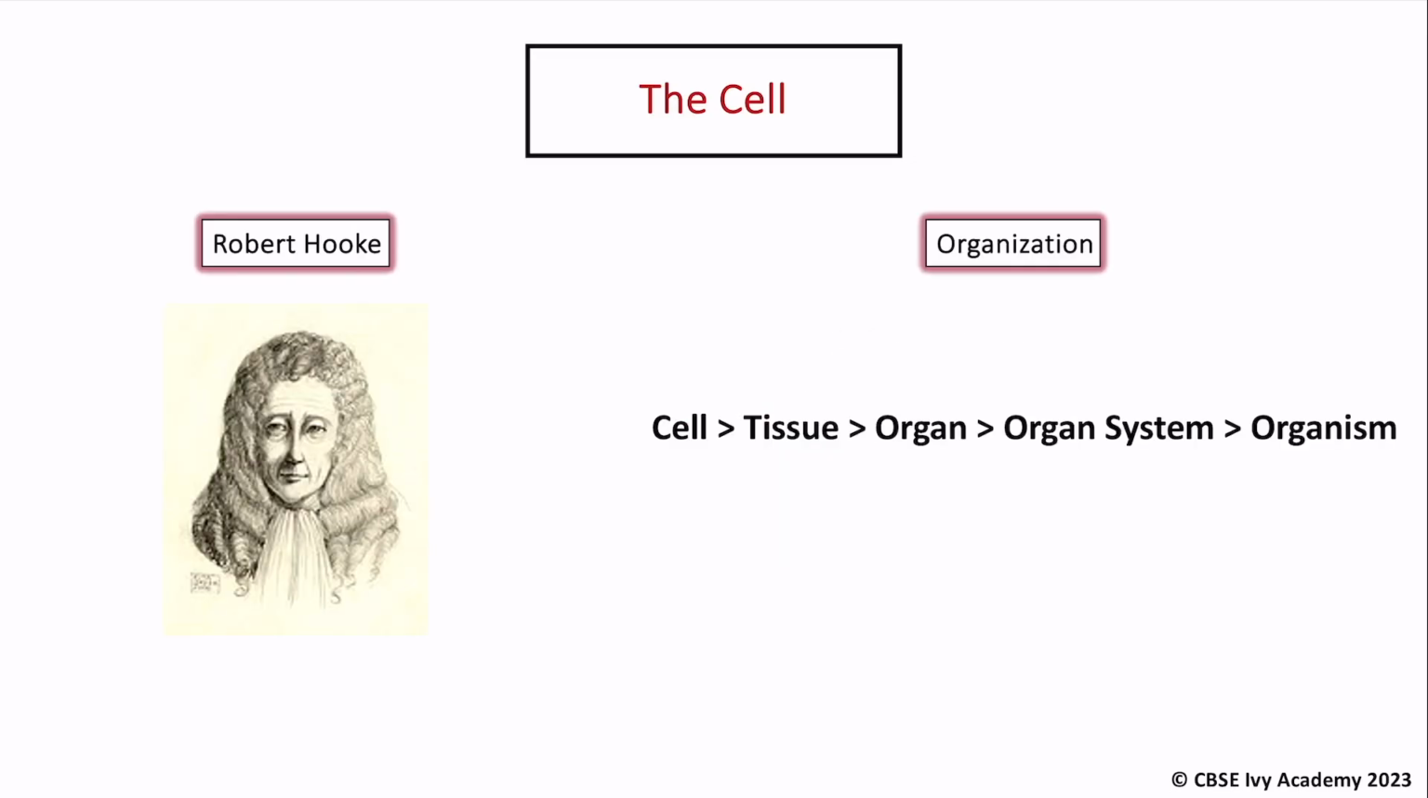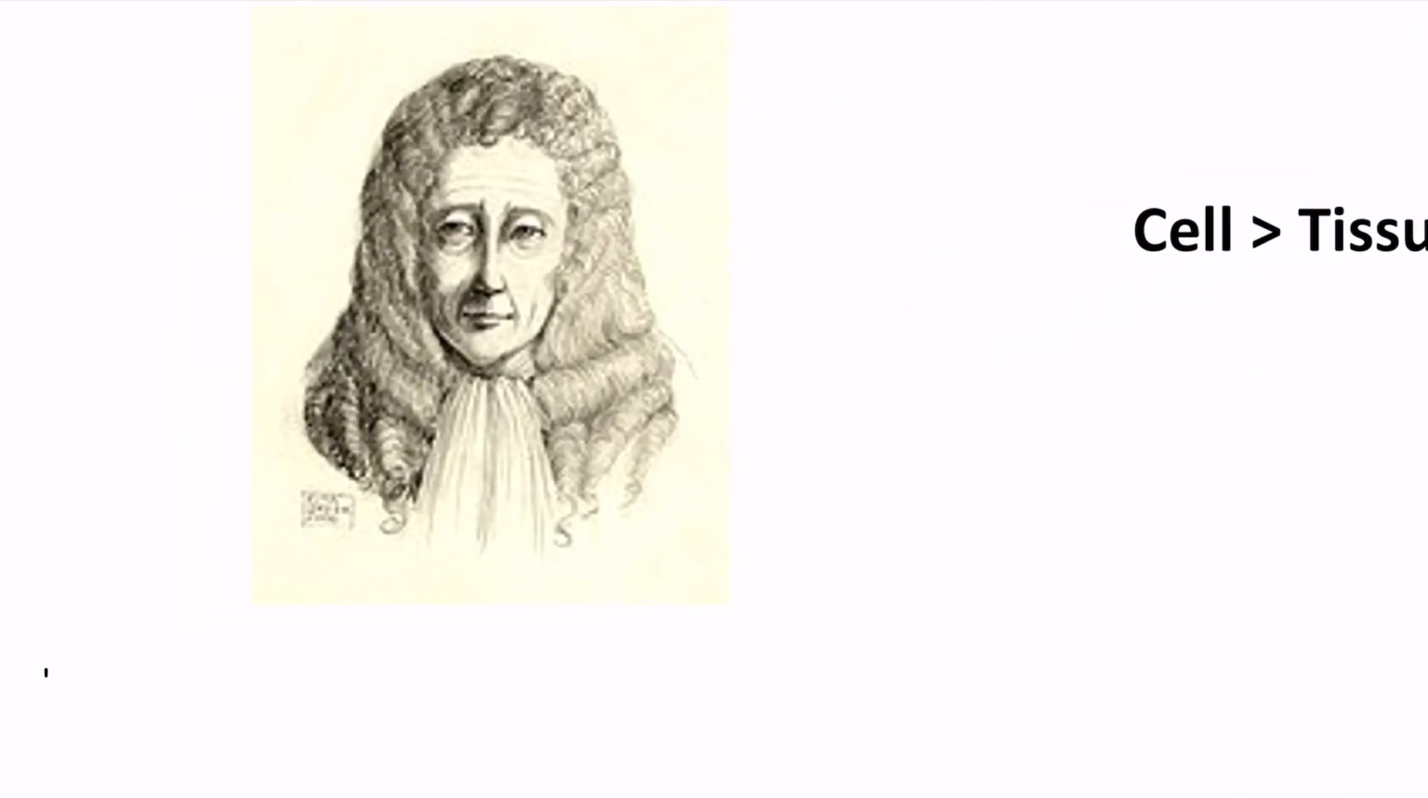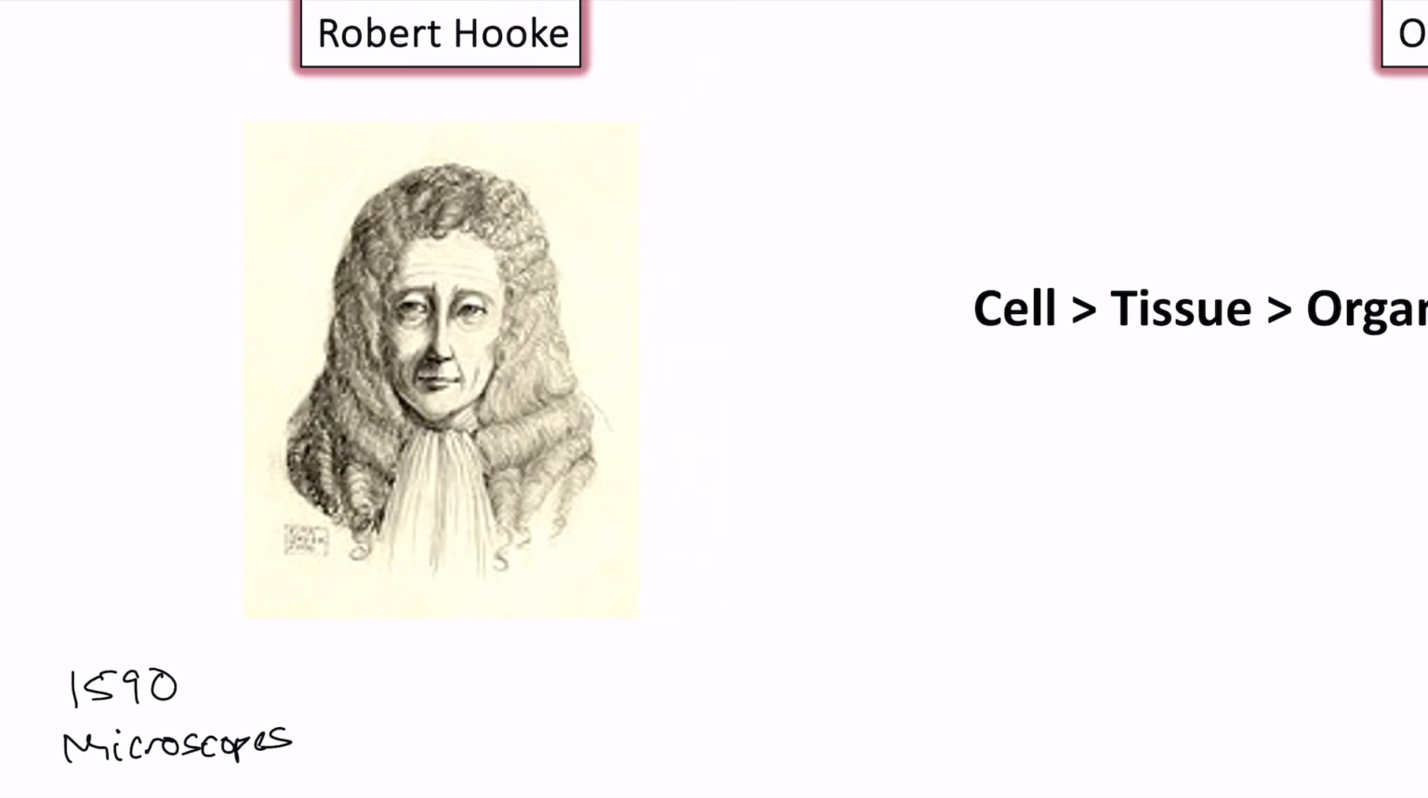So let's go ahead and get started with the first topic, which is the cell. Before Robert Hooke, microscopes were first invented in 1590. That was microscopes. Then Robert Hooke, in the year 1665, coined the term cell after he observed dead cork cells under a microscope and saw these honeycomb-like cavities. And from looking at that, he coined the term cell.